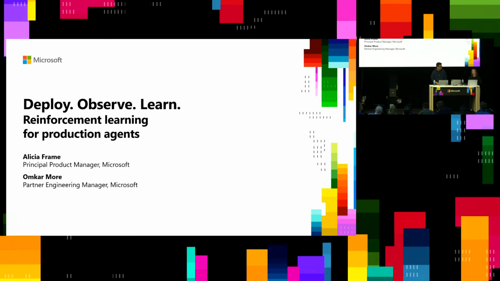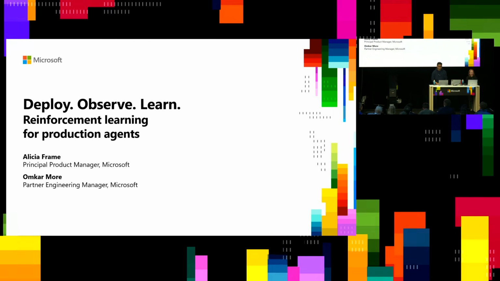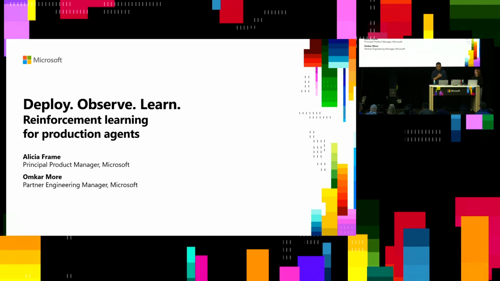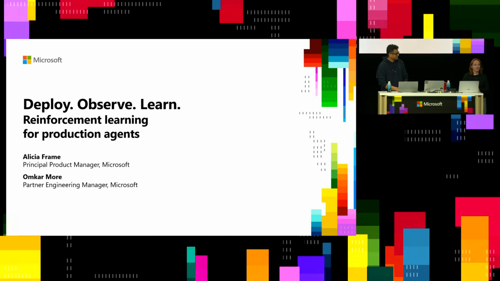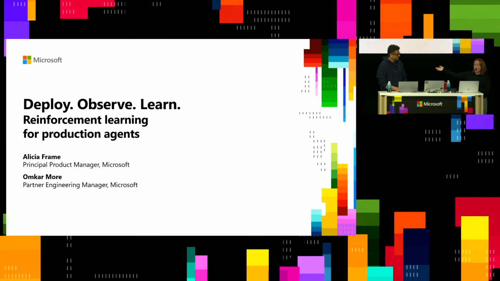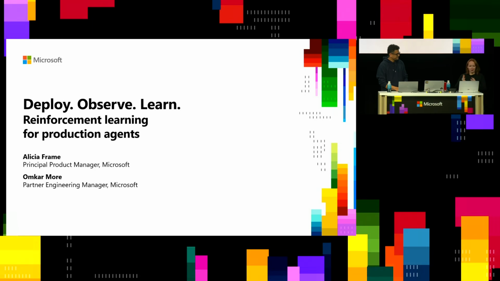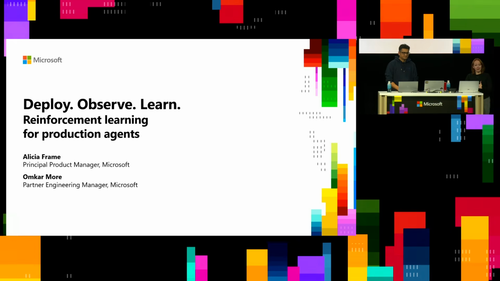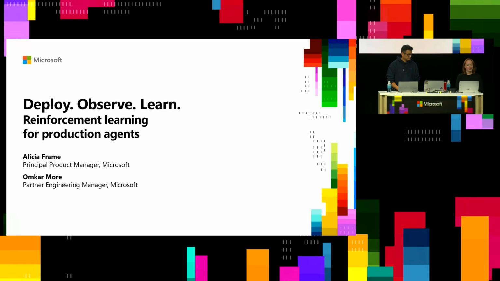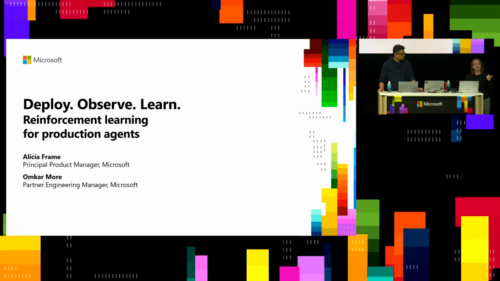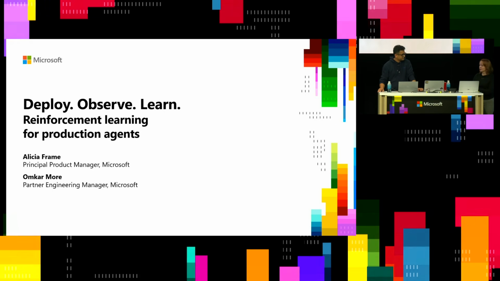I'm Alicia Frame, and I'm joined by Omkar More. And we are here to tell you about fine-tuning and reinforcement learning. So I am the product lead for model customization. Omkar is my engineering counterpart. And what we're going to tell you about today is how you can deploy, observe, and learn from your production agents to get better, smarter, cheaper, and faster models.